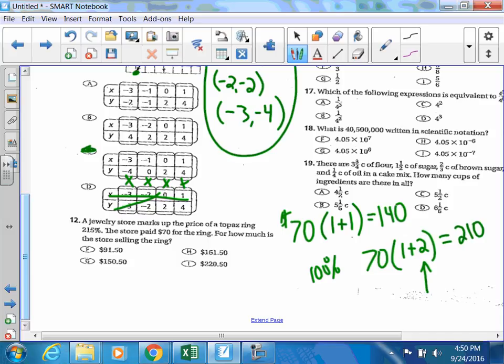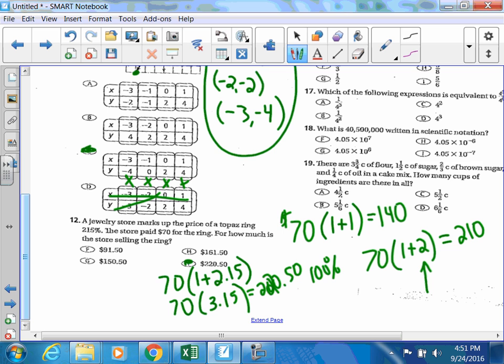Well, we're doing more than a 200% increase. It's going to be a 215% increase. So we need to take 70 and multiply it by 1 plus 2.15. That is a 215% increase, which would be 70 times 3.15. If you multiply that together, you should end up with $220.50. So that should be your answer. 220. I said 200. 220. So that would be I. I is your answer there.